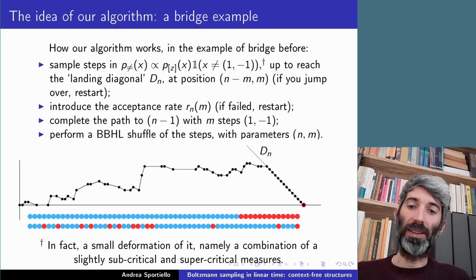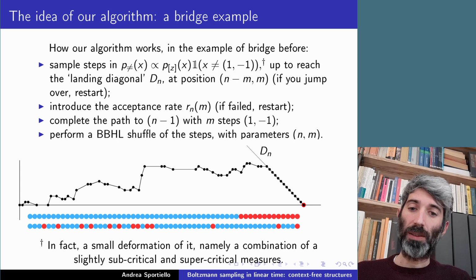Now we define the landing diagonal as the diagonal that goes with slope minus 1 from our destination point. So you make those random steps and you can either jump over this diagonal or land on it. Suppose that you land on it. You will be there at some position (n minus m, m). If you have tuned the parameters well, m is essentially near to the saddle point expectation for the number of steps of that type. In this case, it will be 1/4 of them.